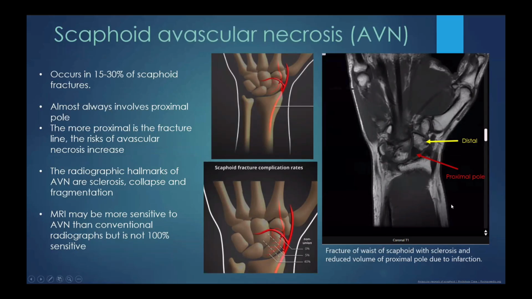Here is an example of scaphoid fracture with avascular necrosis on coronal T1 weighted images. We see a fracture at the waist of the scaphoid bone with sclerotic proximal pole. The proximal pole appears collapsed and decreased in volume, and this represents avascular necrosis.